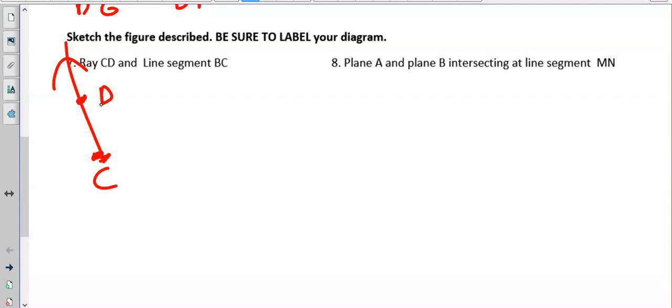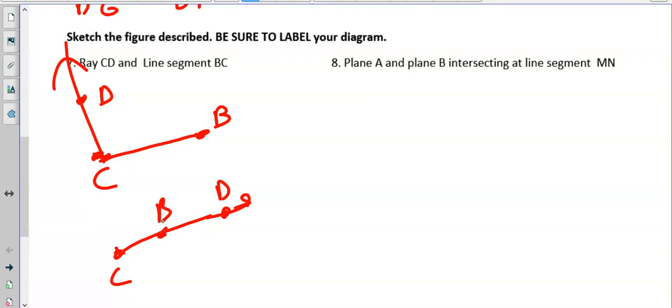All right? And line segment BC. Well, a couple choices there. I could do that, all right? But watch, I could have also done this, because it's not very specific. Put my dot, there's my D. I could put it right on the ray, and there's my line segment sitting on the ray. It doesn't really specify, okay? So you have choices.